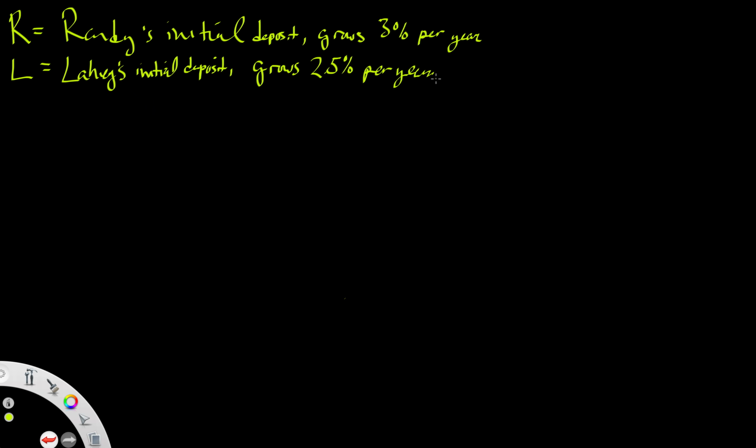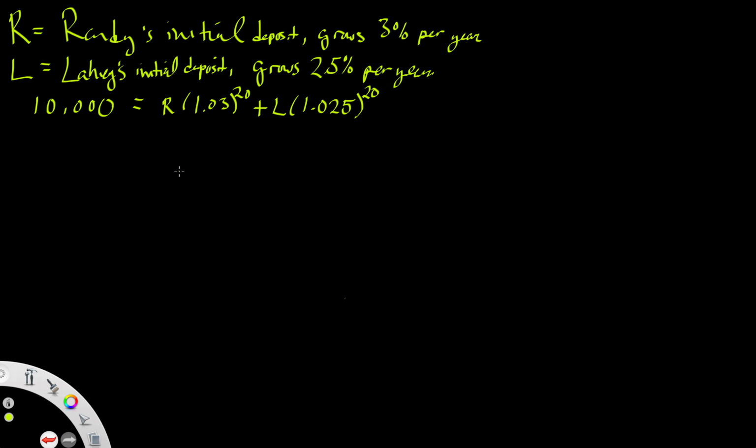Now, we are given two pieces of information which will yield two equations for us. The first is that after 20 years, there's $10,000 total in the two funds. So that implies the following equation. $10,000 is equal to Randy's initial deposit times 20 years of growth, which is 1.03 to the 20th power. And also, we have to take into account Leahy's money. Leahy's initial deposit grows for 20 years as well, but only at 2.5%. So Leahy's initial deposit gets multiplied by 1.025 to the 20th power.